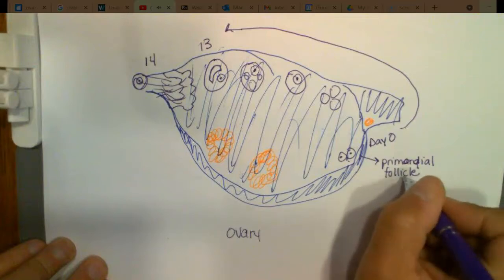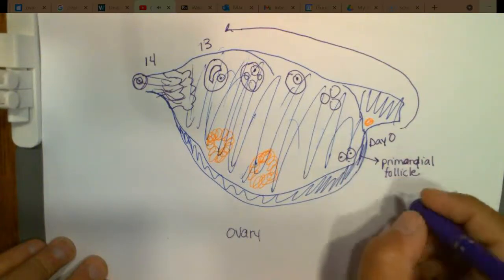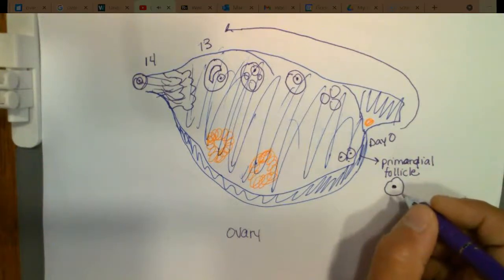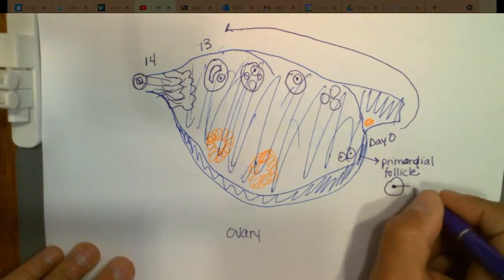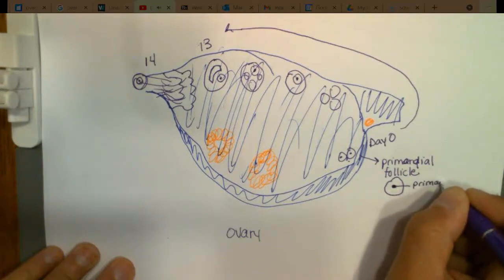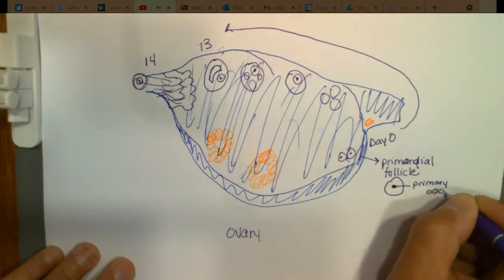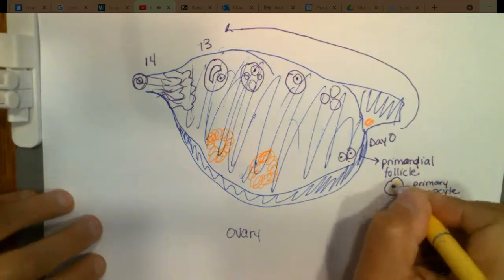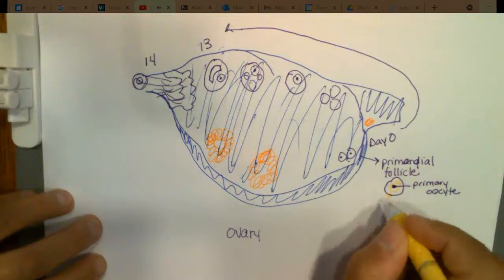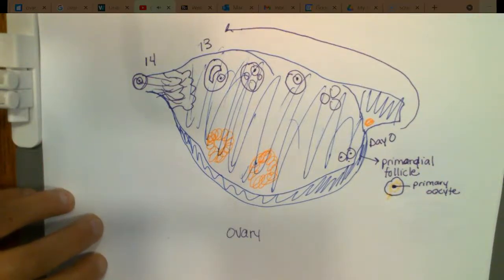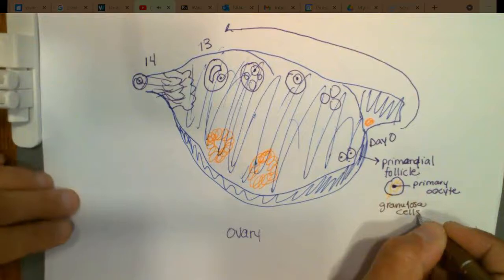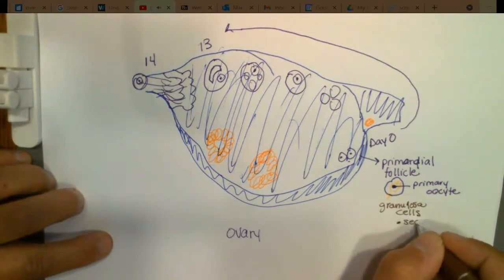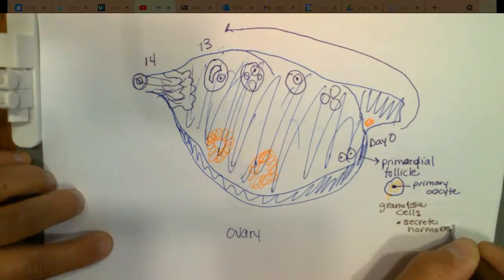We're going to start at day 0 with the primordial follicle here. Remember that a primordial follicle is going to have a primary oocyte in it. So this would be the primary oocyte, and then it's surrounded by granulosa cells. Let's make those yellowish. Now, granulosa cells are going to secrete hormones, specifically estrogen, a little bit of progesterone, and a little bit of inhibin.